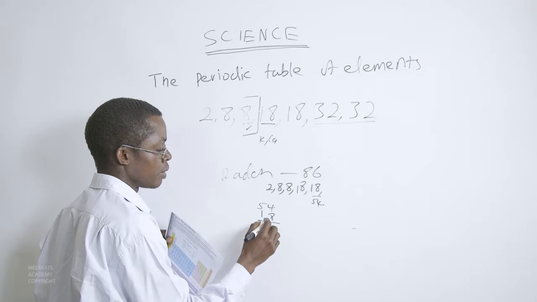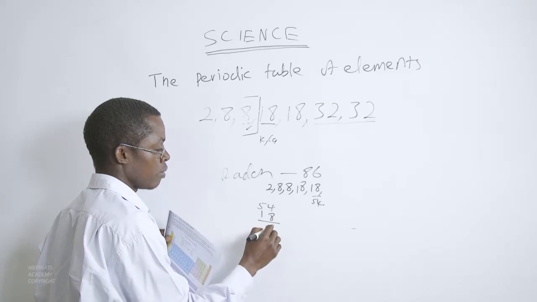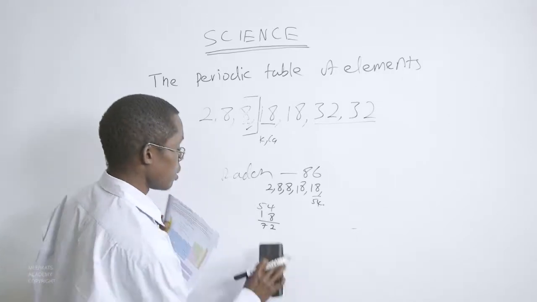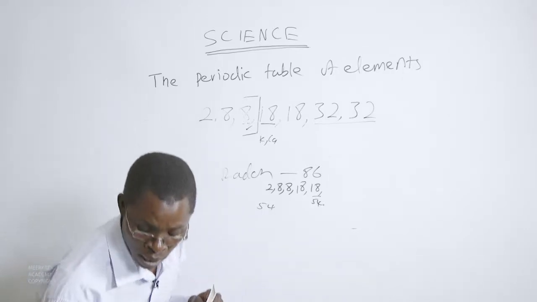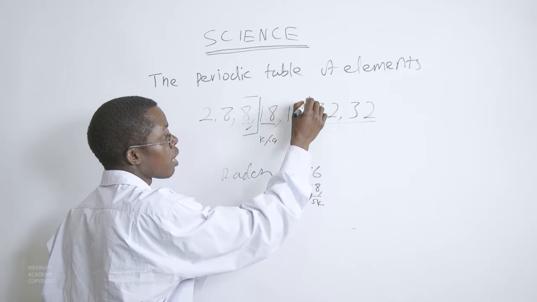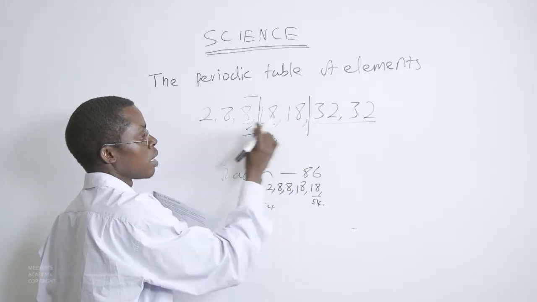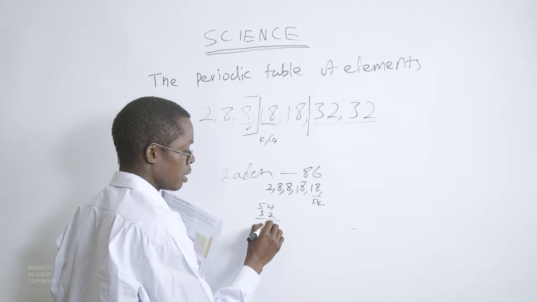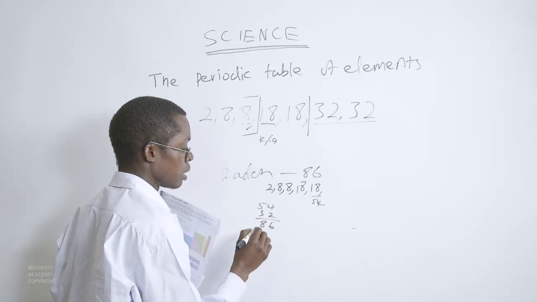where are we? That is 72. Still not there. Can we add now a 32? Because remember we have covered our 18 to this part. Our next one is 32. If I add there 32, can I get it? 86. There we are.